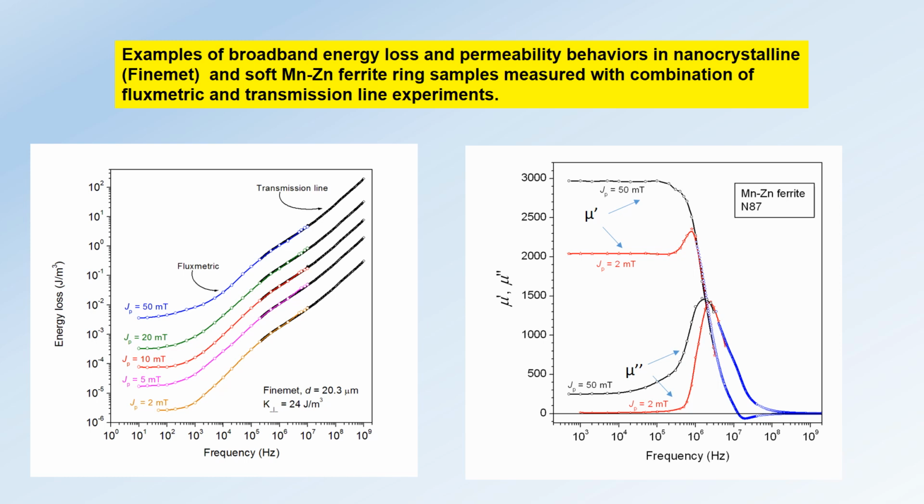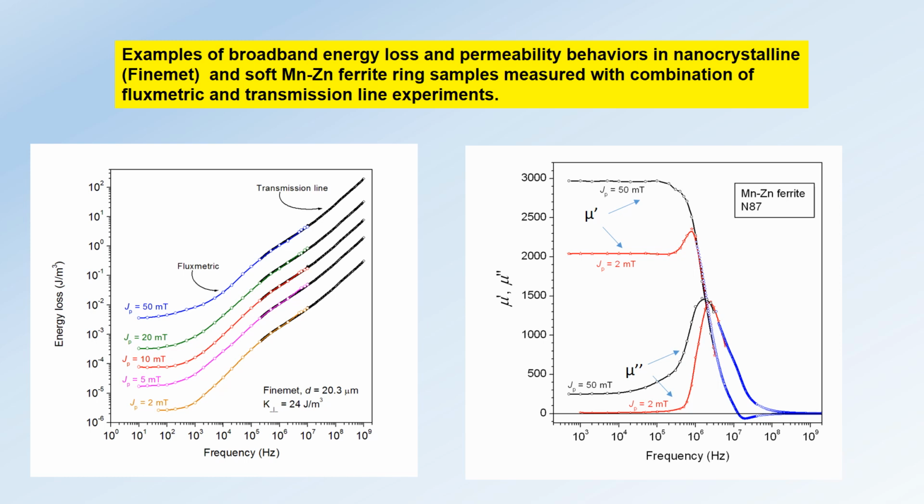In these last figures, you can see examples of broadband energy loss and permeability behaviors in nanocrystalline filament in the figure on the left, and soft manganese zinc ferrite ring samples in the figure on the right, measured with a combination of fluxmetry and transmission line experiments. In the figure on the left, the colored lines and symbols are the fluxmetric measurement, while the transmission line results are the black points. And this is the energy loss behavior in the filament.